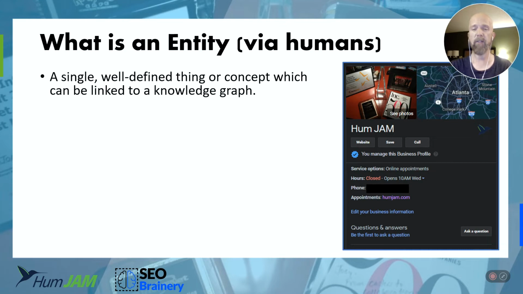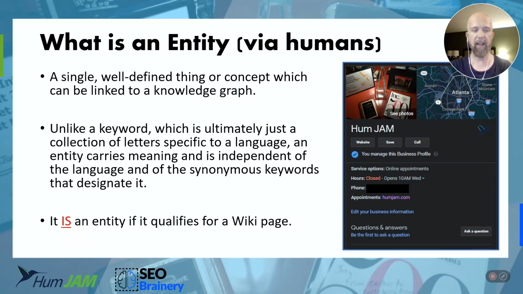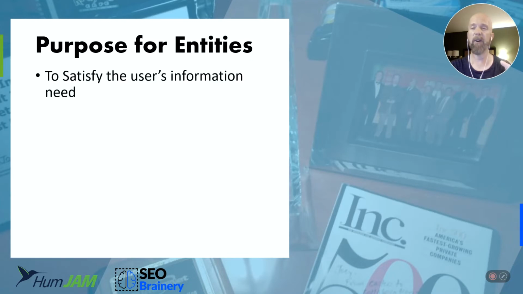That's why we generally see entities in knowledge graphs. We want to see a well-defined concept or thing. And unlike a keyword, which is ultimately just a collection of letters, entities actually have a whole set of keywords associated with them. Like the person of me is not just one sentence, as we saw in the original example. There's a whole bunch of information about who I am that's included in my entity, okay? And it is an entity if it qualifies for a wiki page, okay? So if it qualifies for a wiki page, it's definitely going to be what you call an entity.